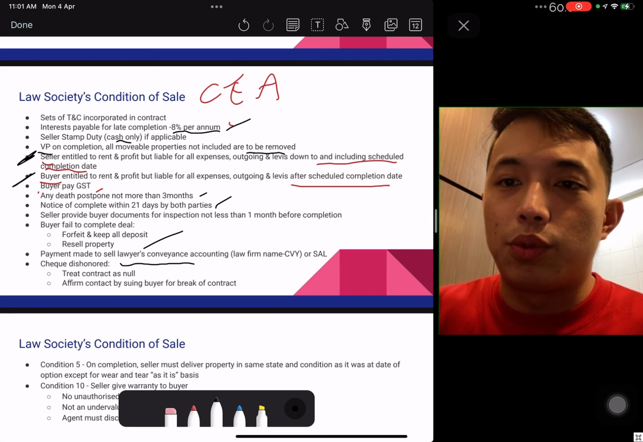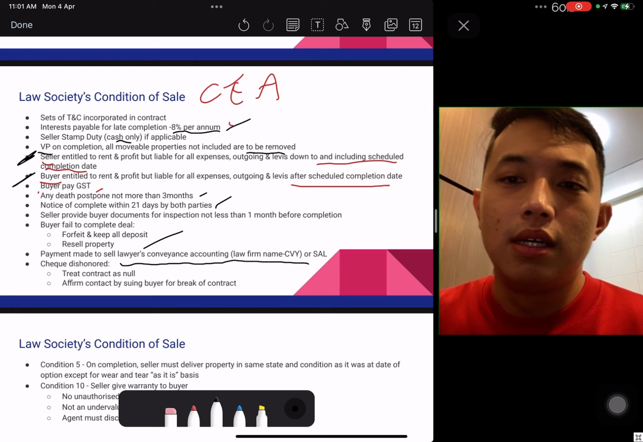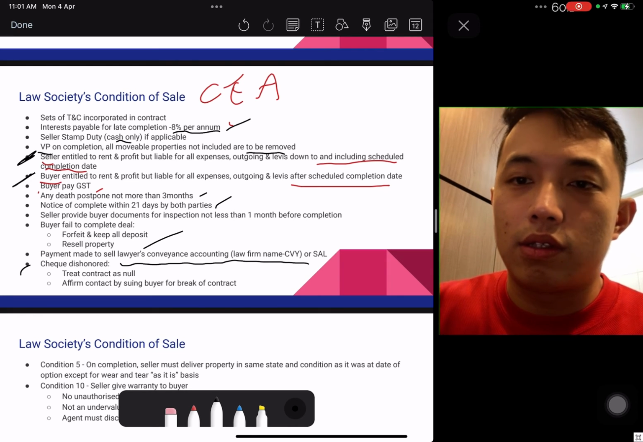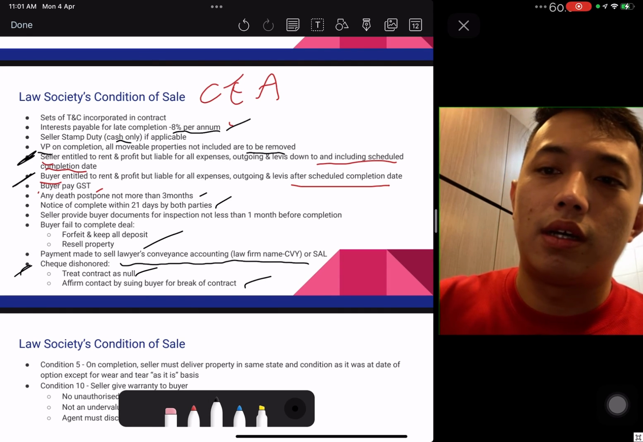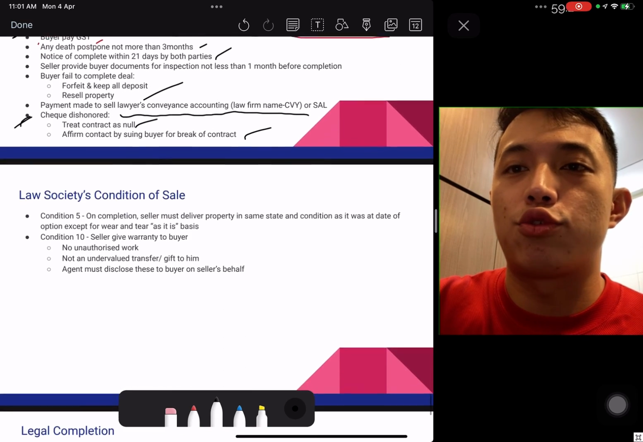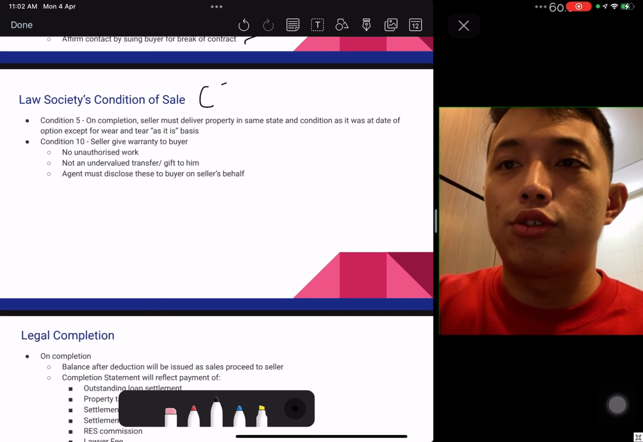Payment shall be made to the lawyer's conveyancing account, for the law firm or SAL. If a cheque is dishonored, it is not considered payment, so the contract will be annulled, or if you want to affirm it, you can sue the buyer for breaking the contract. So guys, this is also under the CEA website.